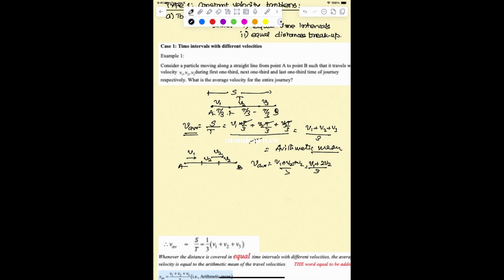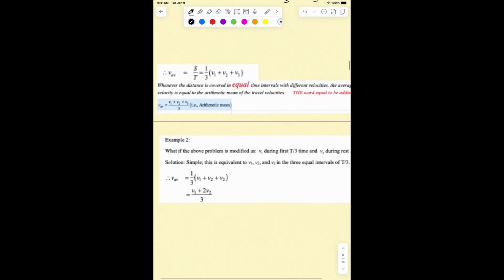Okay, this is how it is. Therefore this becomes very simple. It's so simple that such kinds of questions are nowadays never asked. That is, equal time breakups are never asked. Most probably they will ask you equal distance breakups, which you will see as the next kind of problem.